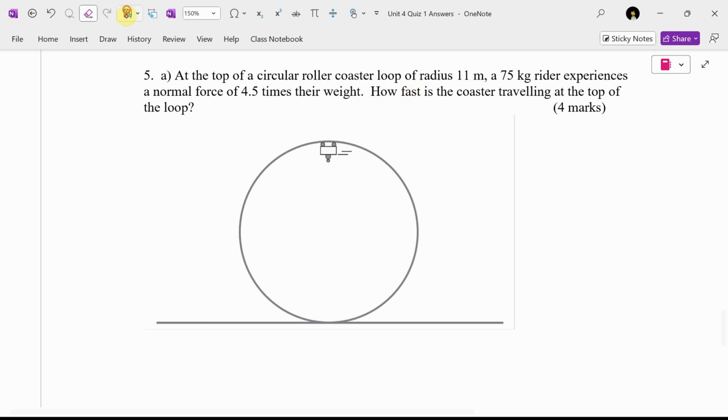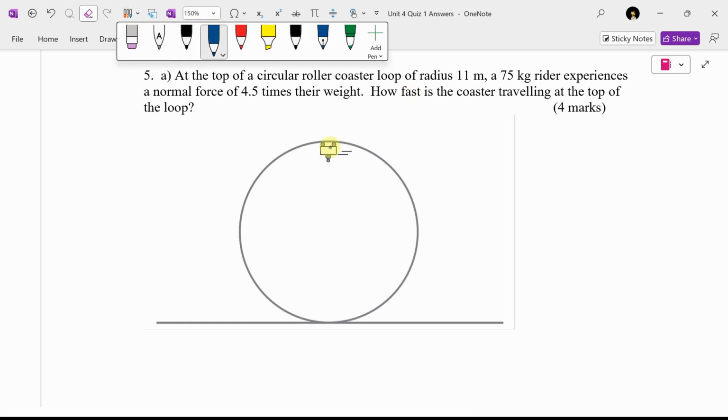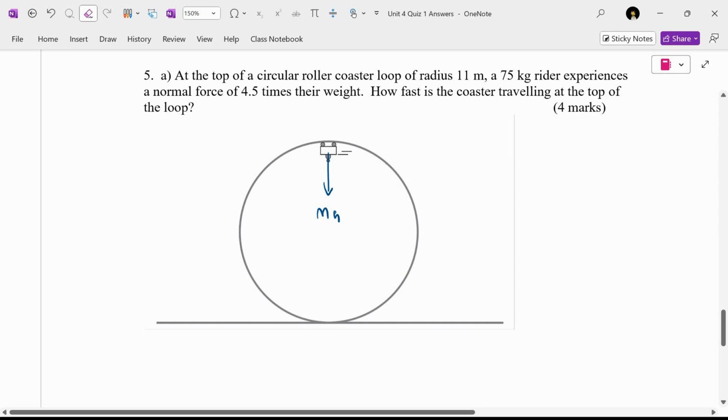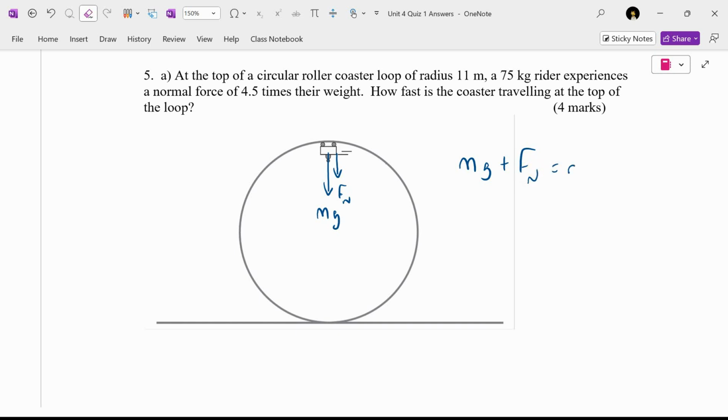What are the forces acting at the top? Get the obvious one. I said definitely gravity down. And then I also said normal force, but which way is the normal force here? Which way is my head pointing? Downwards. So the normal force is going to be downwards. Who's winning? They both are. My equation is going to look like this: mg plus the normal force equals mv squared over r.